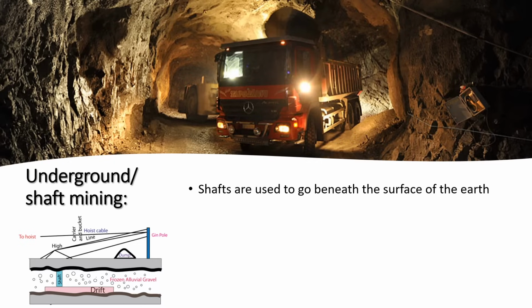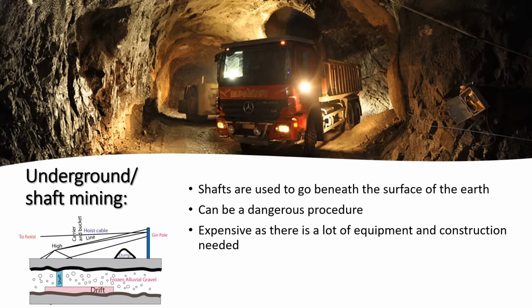Underground mining uses shafts which are used to go beneath the surface of the earth. These shafts are drilled vertically down into the surface of the earth, and horizontal tunnels are placed next to the shaft in order to remove the minerals. This method of mining can be a dangerous procedure, as miners need to go deep into the surface of the earth in order to extract the minerals and ore.